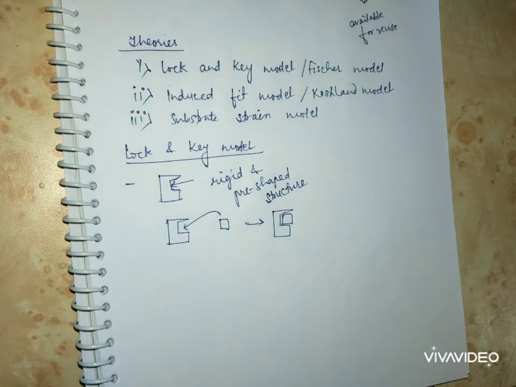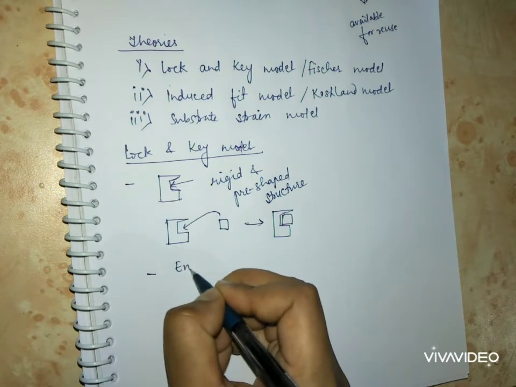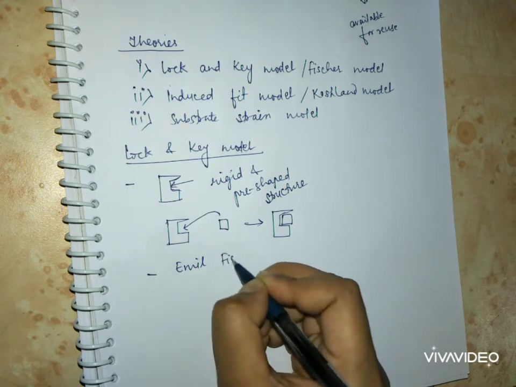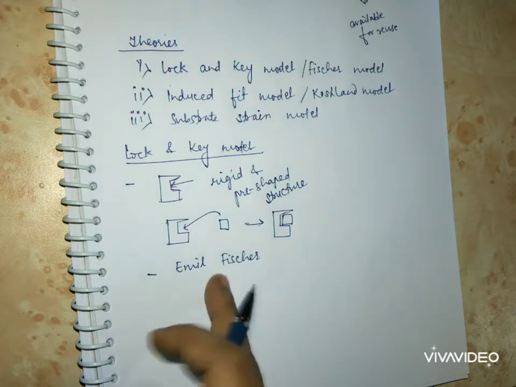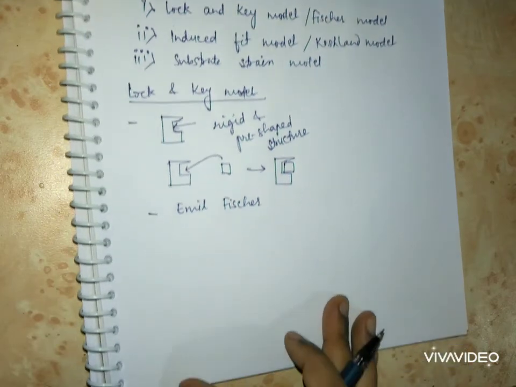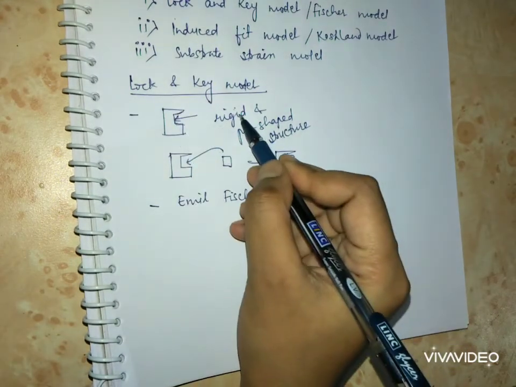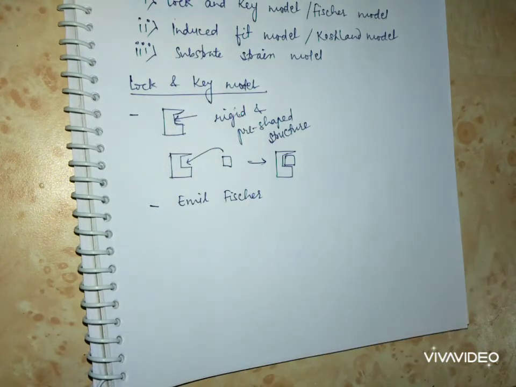And this was given by a scientist named Emil Fischer. He was a German biochemist. He gave this concept for the very first time. The basic point of this theory was that the active site is a rigid and pre-shaped structure.